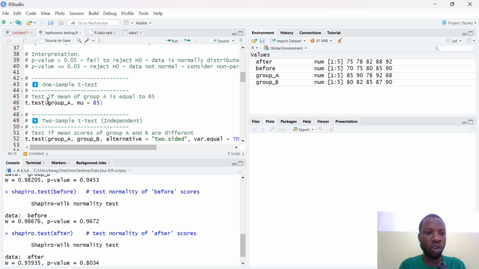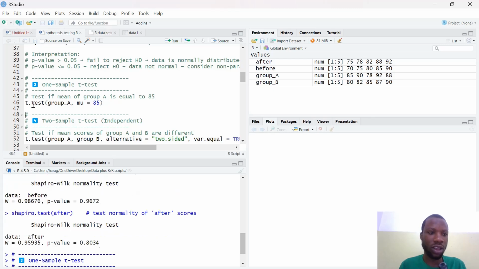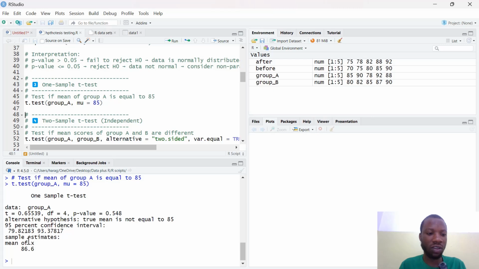So we go to the one sample t-test. We are testing if the mean of group A is equal to 85. So if I run t.test, this is the result. This is the t calculated for group A. When we want to make the conclusion, as I said, we normally look for the p-value. So this is the p-value that we are looking for.